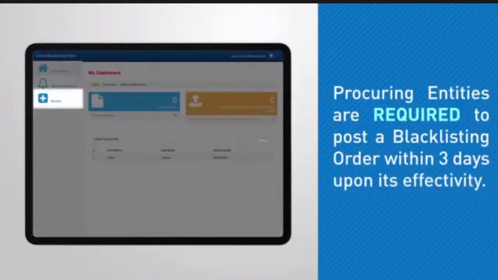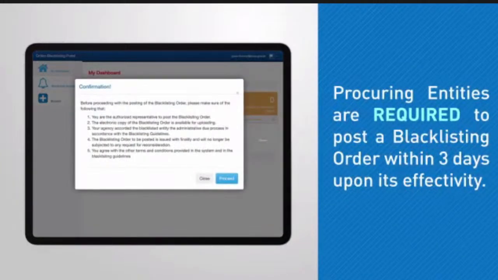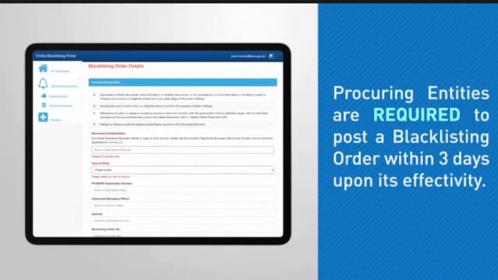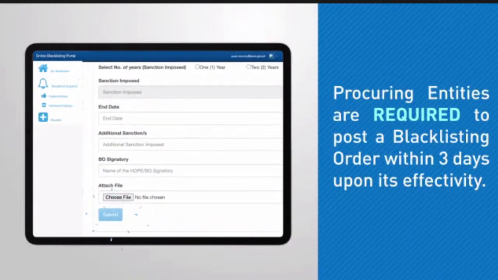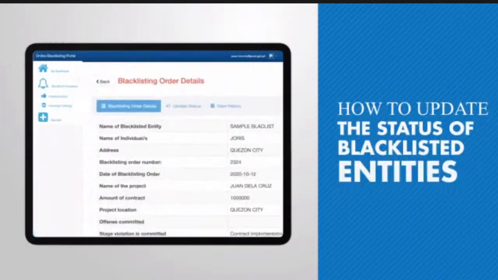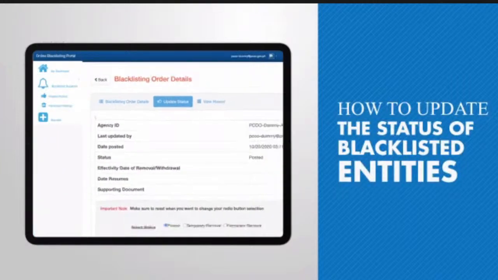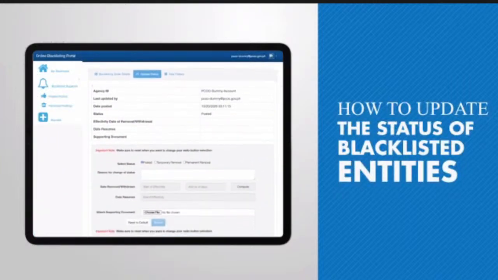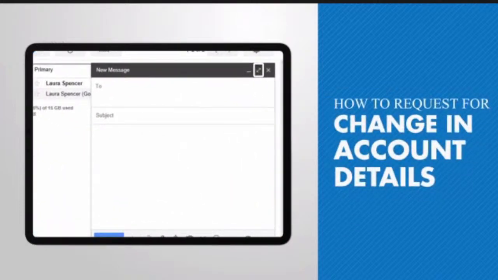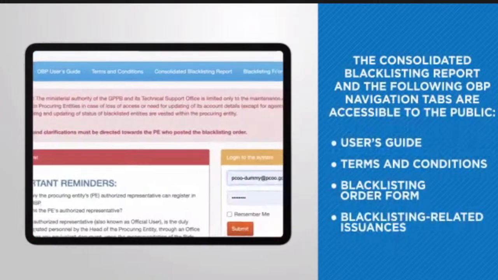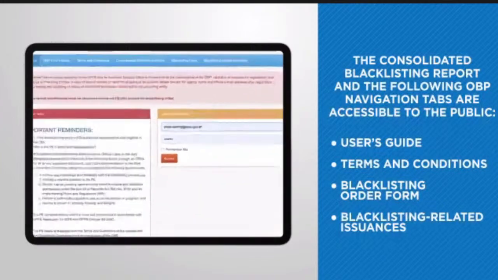Within 3 days from the effectivity date of the BO, PEs should be able to post the BO by filling out the form in the OBP and uploading the copy of the approved BO. You can simply click on the Update Status tab from the Blacklisting Order Details screen. In case you need to change or update your account details, you may send a request to the email address flashed on your screen. For more details, you may visit the OBP homepage to access these files.